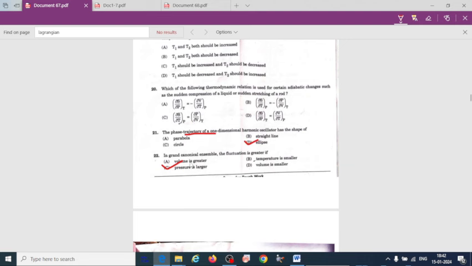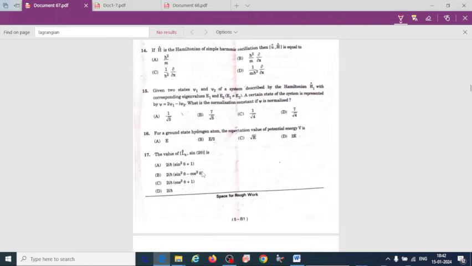Okay. So the next, in grand canonical ensemble, the fluctuation is greater if volume is greater, temperature is greater, volume is smaller. Actually, in grand canonical ensemble, V, T and mu are going to be constant. That's why the option C, pressure is larger.